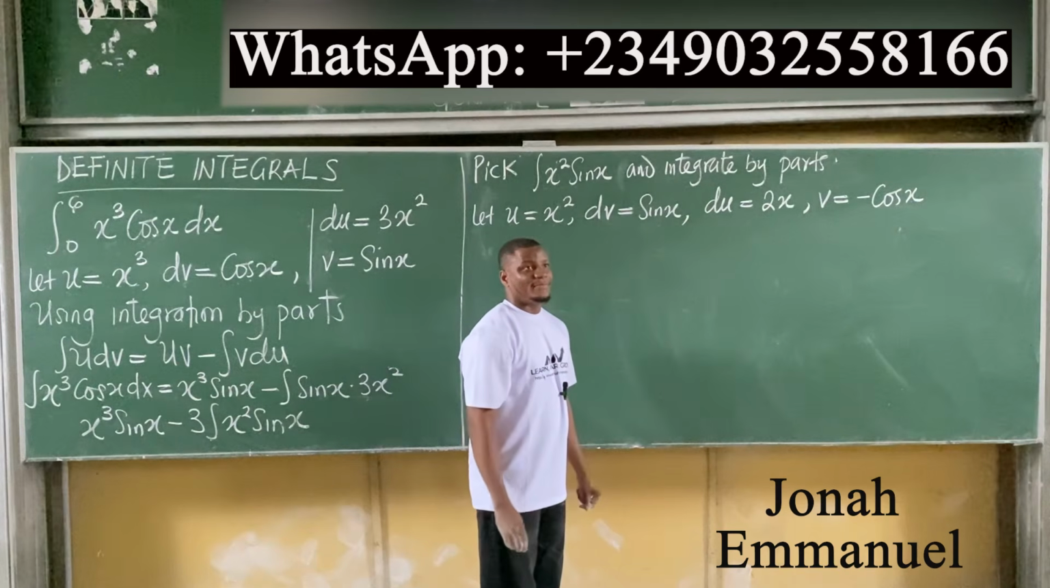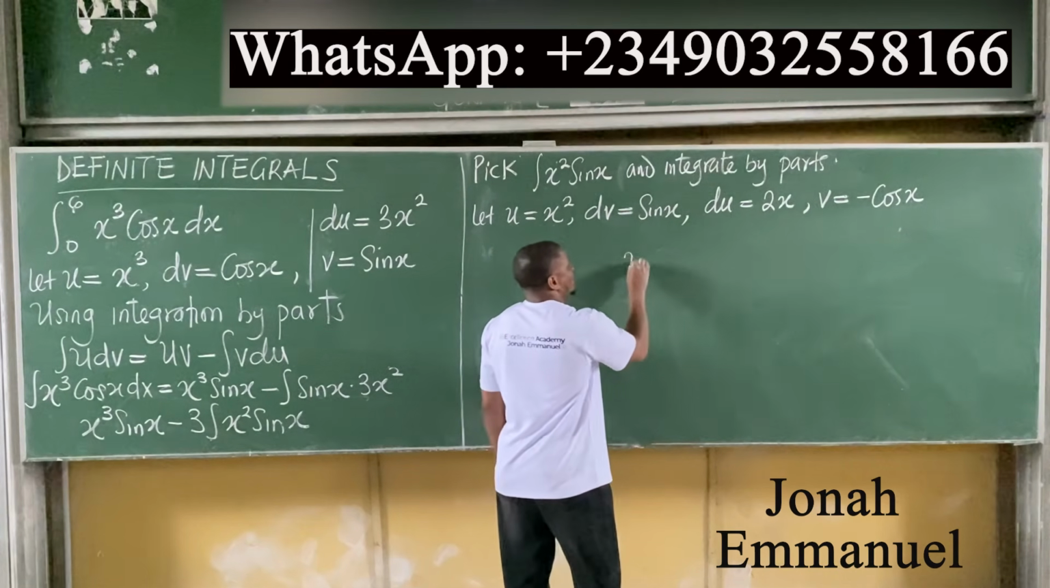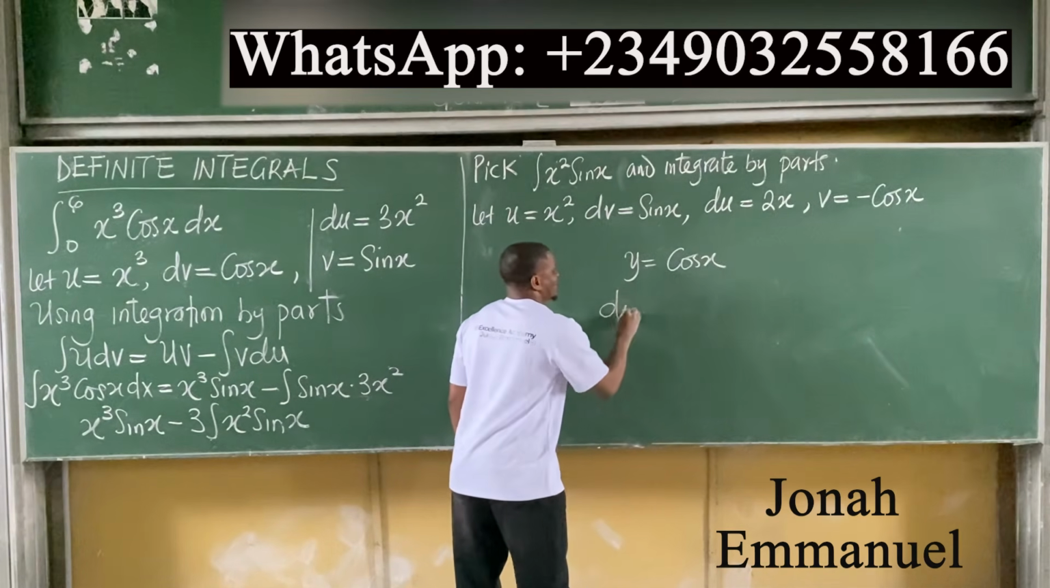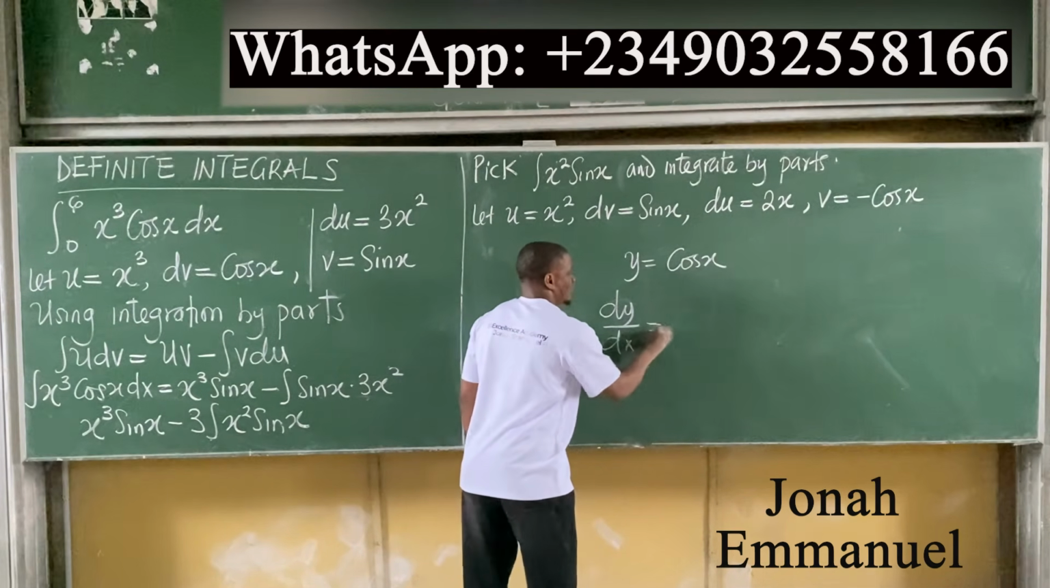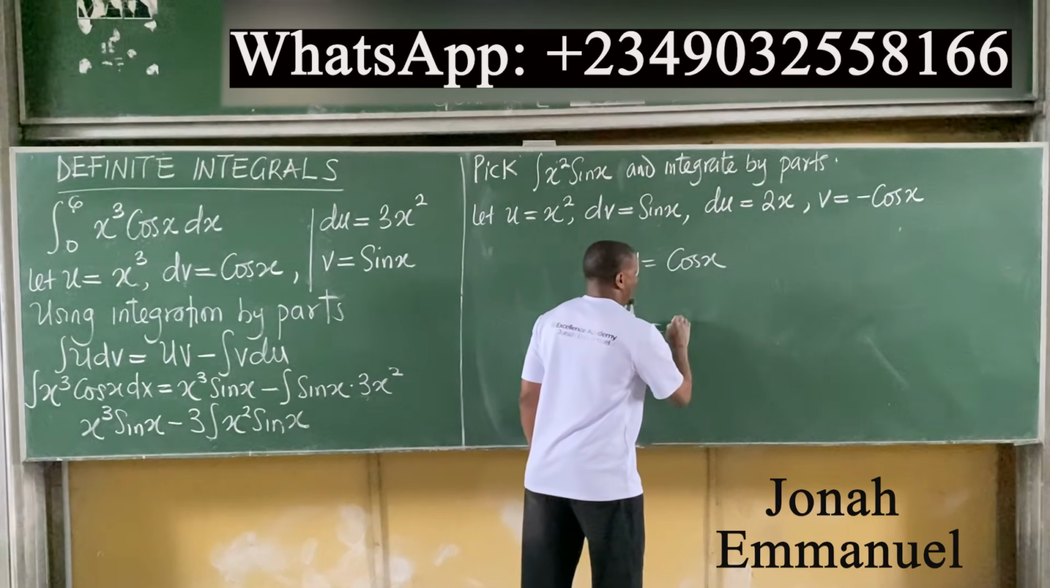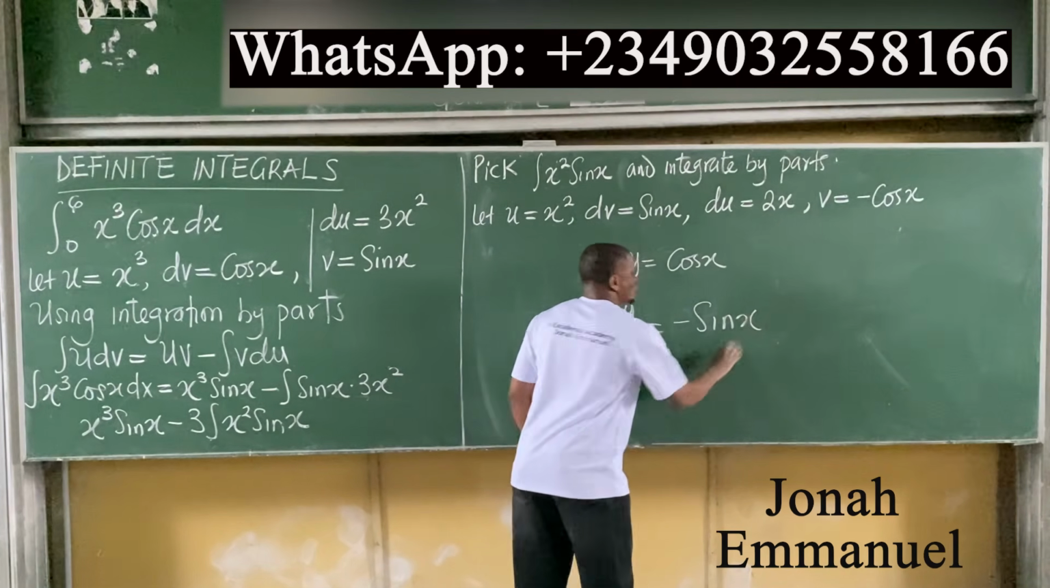Let me show you something. Look up. If y is equal to cos x, what is dy over dx? Differentiate cos x. What do you get there? You have minus sine x.